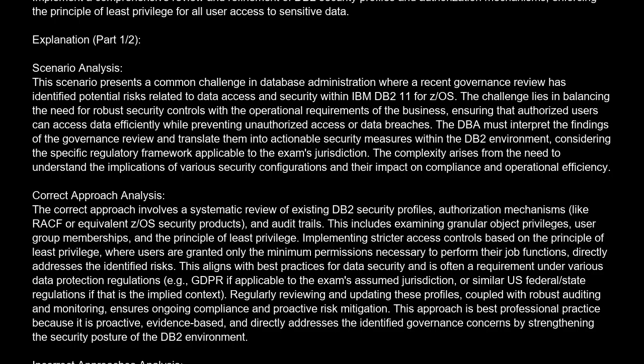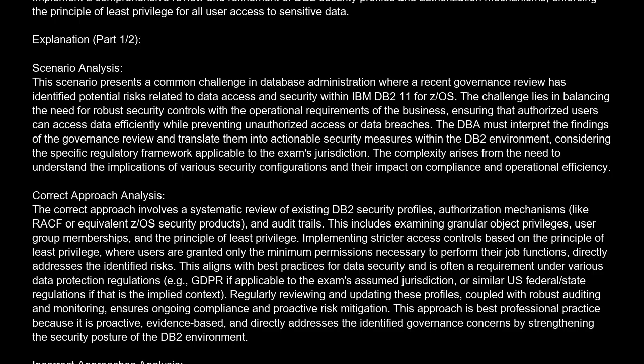The DBA must interpret the findings of the governance review and translate them into actionable security measures within the DB2 environment, considering the specific regulatory framework applicable to the exam's jurisdiction. The complexity arises from the need to understand the implications of various security configurations and their impact on compliance and operational efficiency.